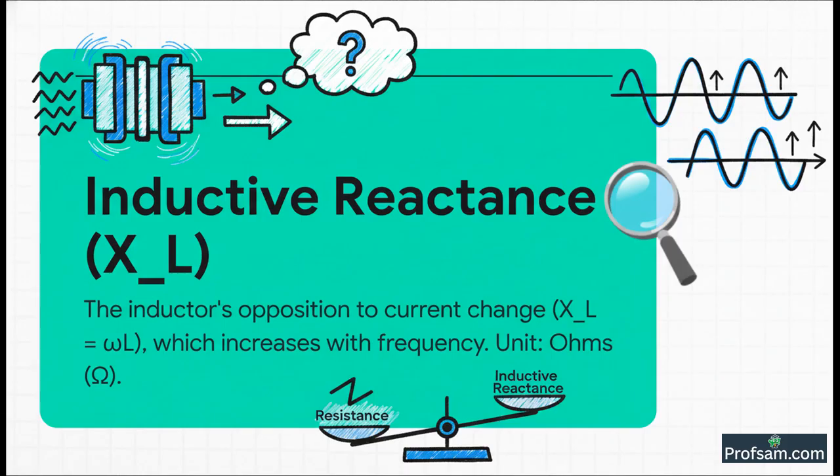Look at the formula. X_L equals omega L, and since omega is 2 pi f, it means the reactance actually depends on the frequency f. So the higher the frequency of the AC, the more the inductor is going to oppose the current.